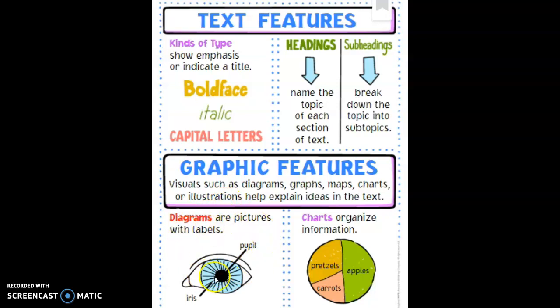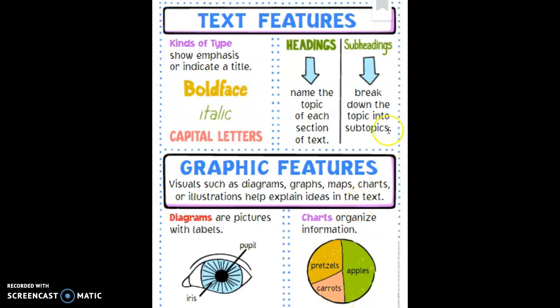Here we have a diagram, which is pictures with labels, of an eye. We have the pupil, the black part right here, and the iris, which is the colored part. And then we have charts, which help organize information. This chart is giving us maybe the students' favorite snacks. We have apples, pretzels, and carrots.